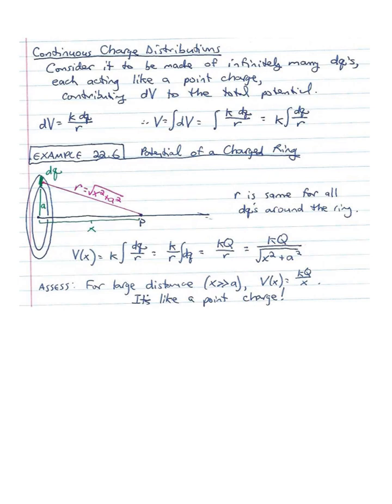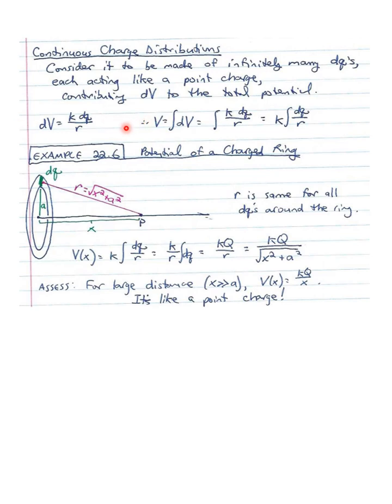We're going to look now at a continuous charge distribution, or a variety of continuous charge distributions. When we think about a continuous distribution of charge, we're going to consider it to be made of infinitely many little charges. We'll call them dq's, each acting like a point charge. They each contribute a little bit of voltage, we'll call it dV, to the total potential. So that little bit of voltage, dV, from a little tiny point charge is K dq over R.